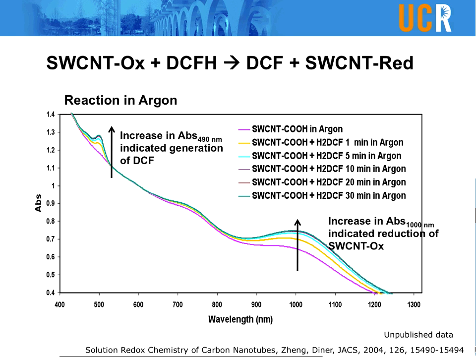However, we find out even in argon, so there's no atmosphere and no oxygen supplied, we still find the DCFH being oxidized. And during that 5-minute oxidation, we could see the change in the CNT absorption at 1,000 nanometers. At this particular wavelength, the increase of the absorption in carbon nanotubes means that the carbon nanotube is being reduced. So that means it acts as the oxidizing agent.